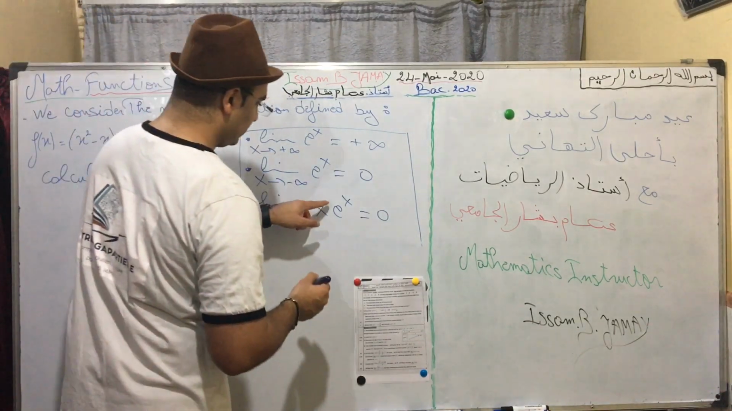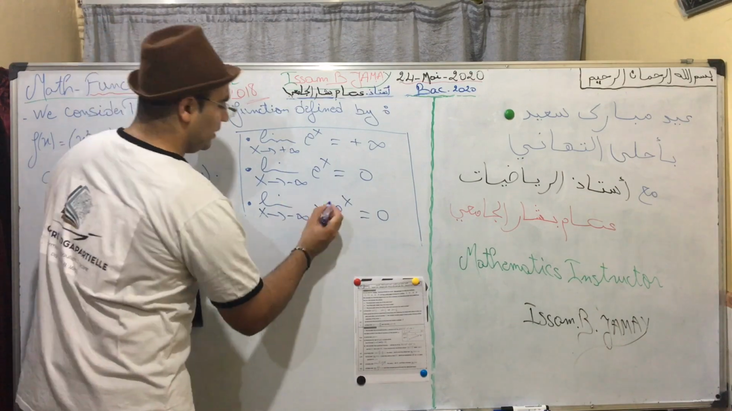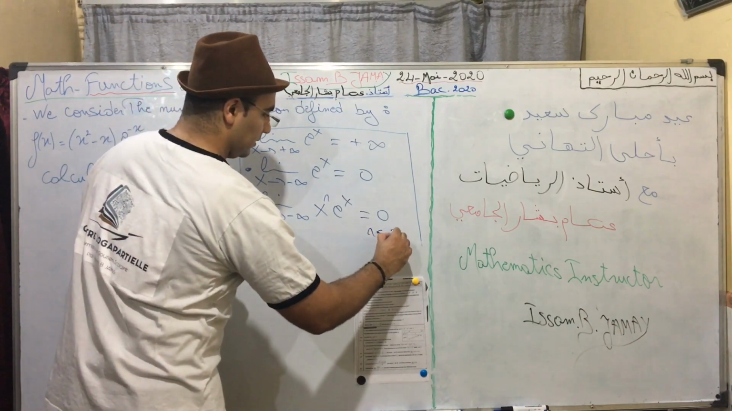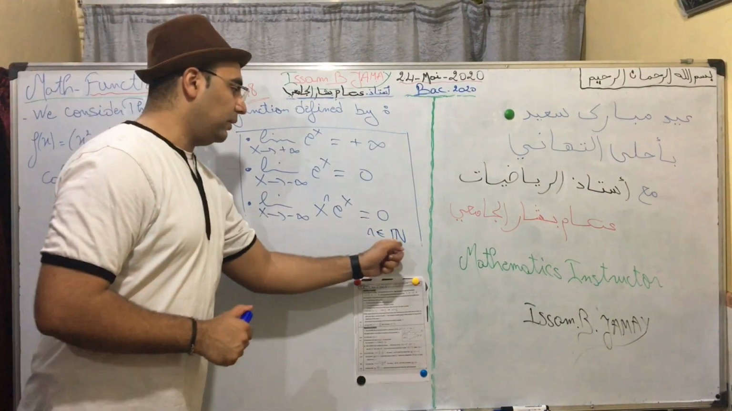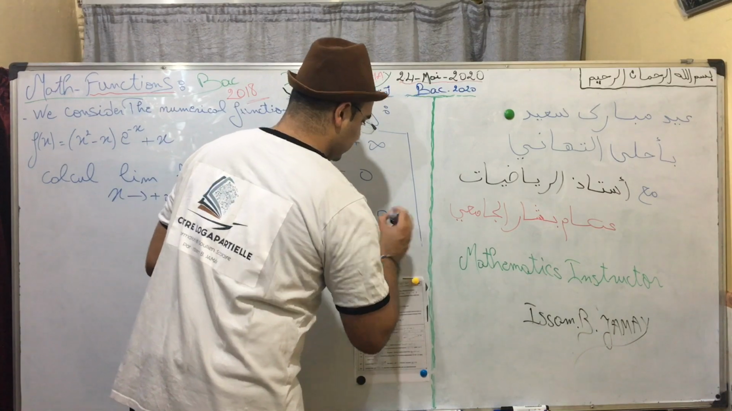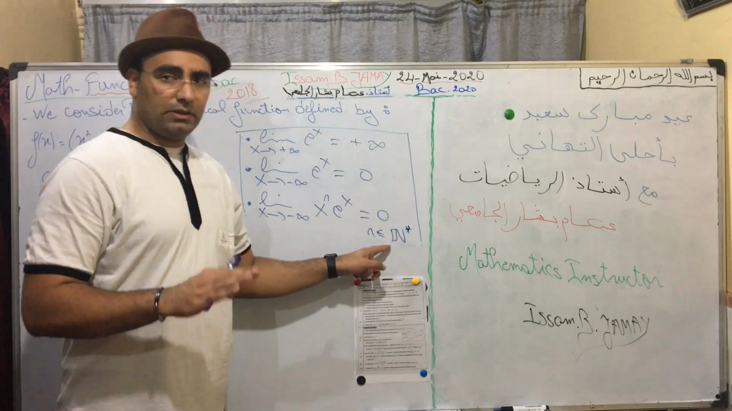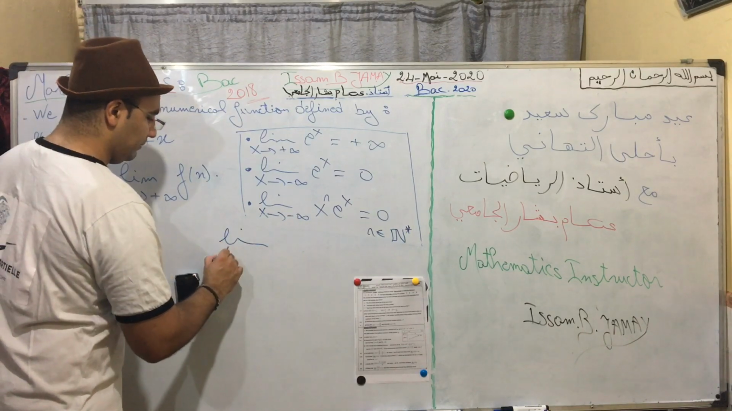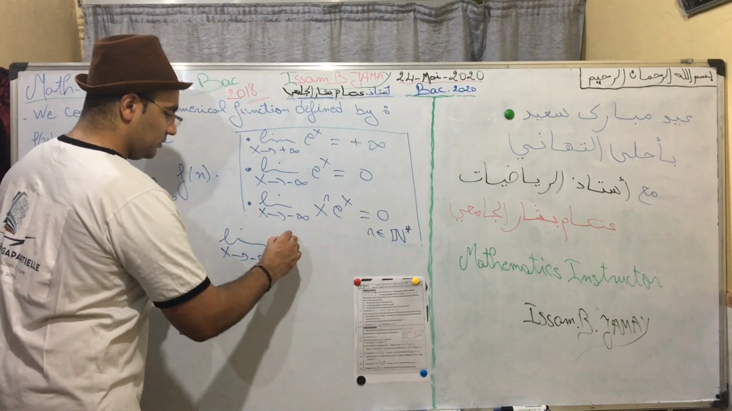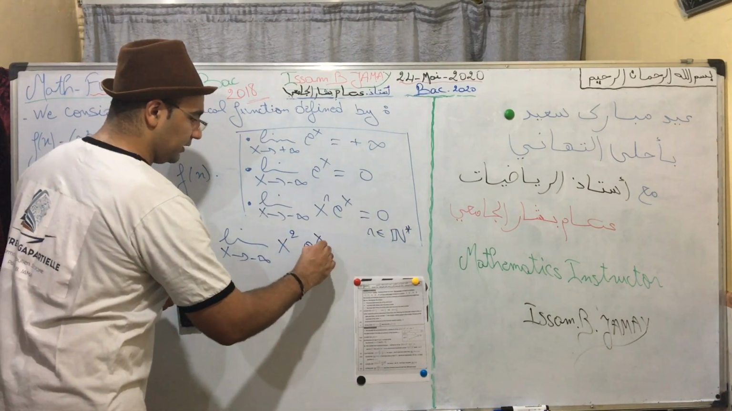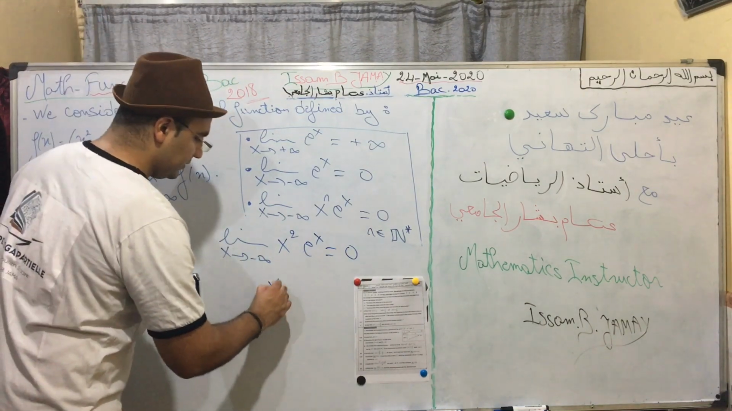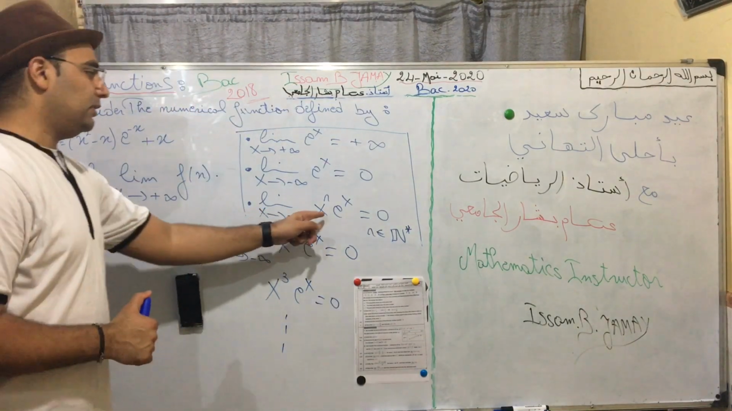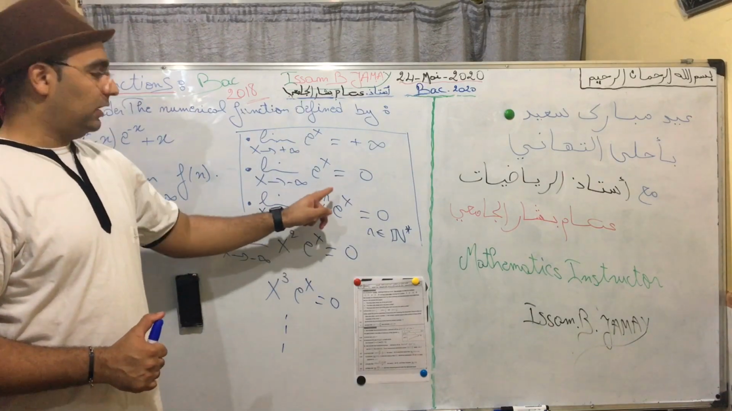For this one, we can generalize to x exponent r, where r is a natural number like 1, 2, 3, 4, 5, 6, which means all the natural numbers except 0. So for example, the limit when x goes to minus infinity of x squared exponential x is always equal to 0, as is x exponent 3 exponential x, and so on. So this one is generalized. We start from x exponent 1.